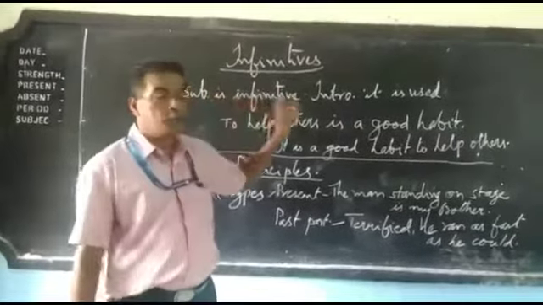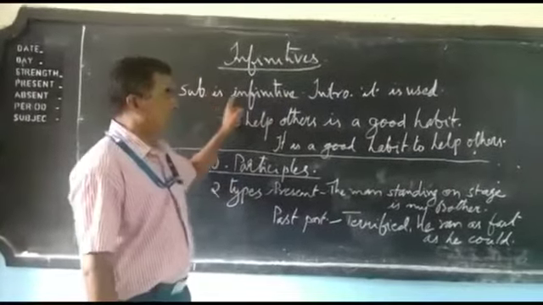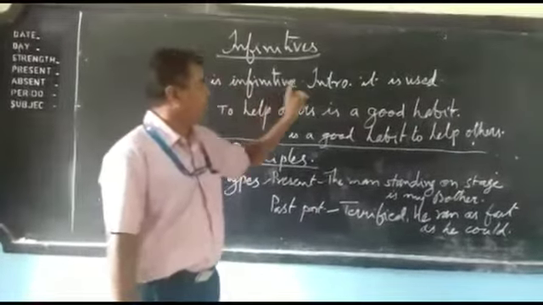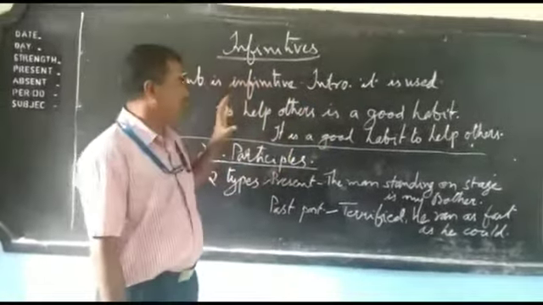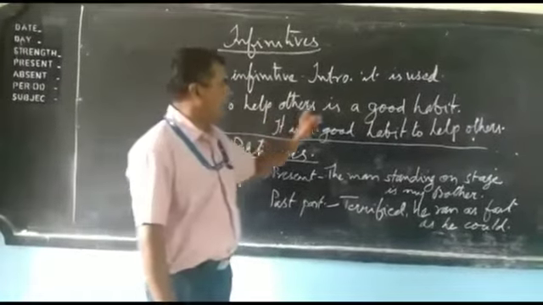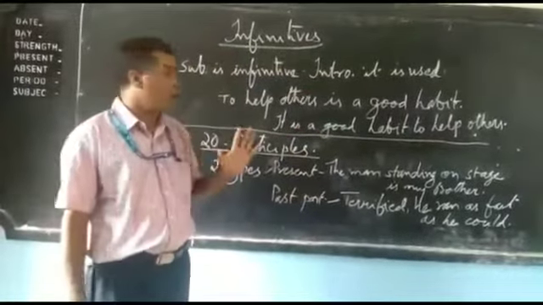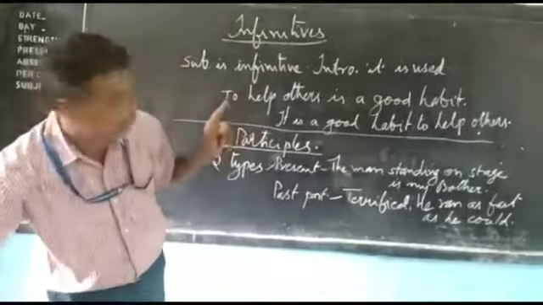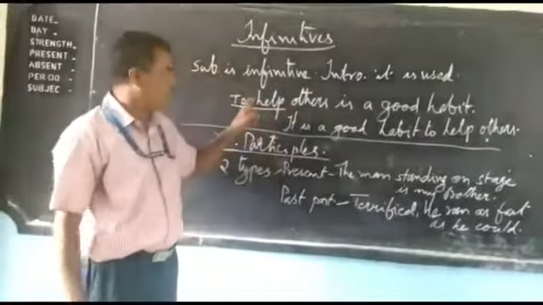There is one more usage left: when the subject comes as an infinitive in a sentence, it is always good to use the introductory it as the subject. Here I explain to you, "To help others is a good habit." It's a good sentence, it is correct, there is nothing wrong. But see here, the subject is "to help", an infinitive.